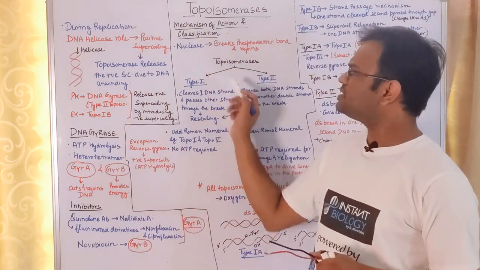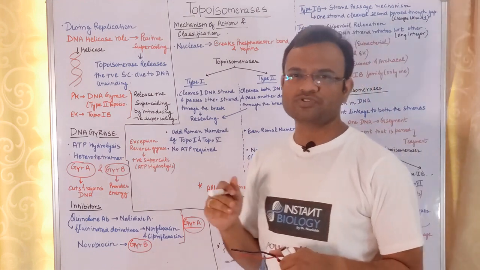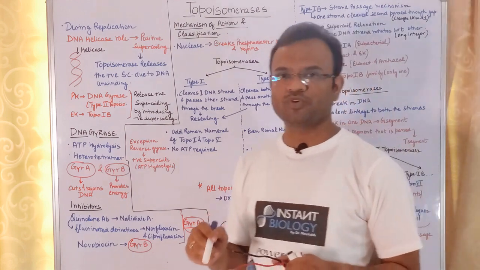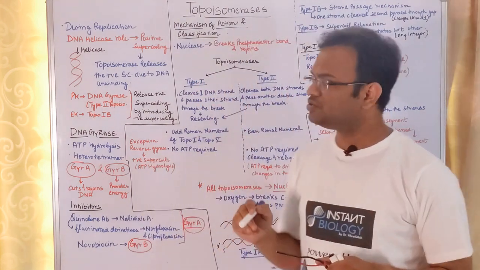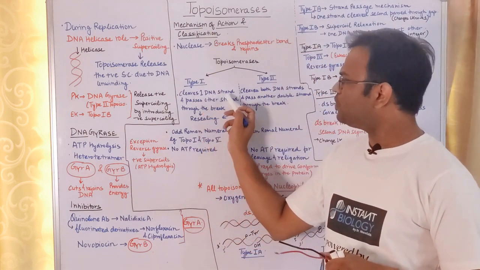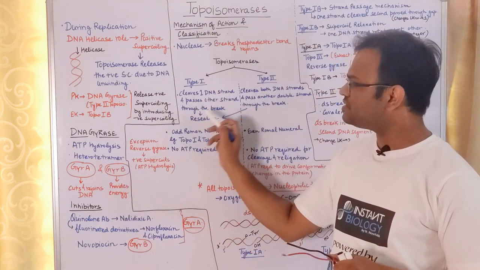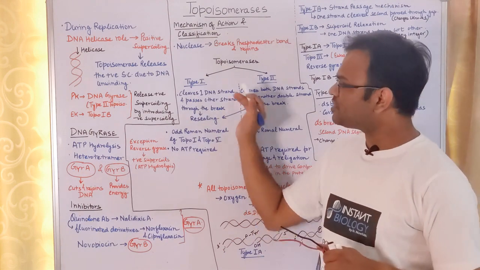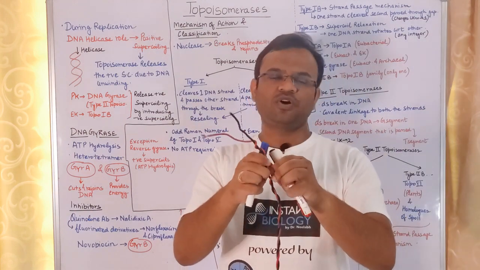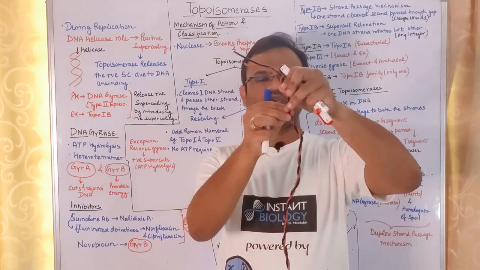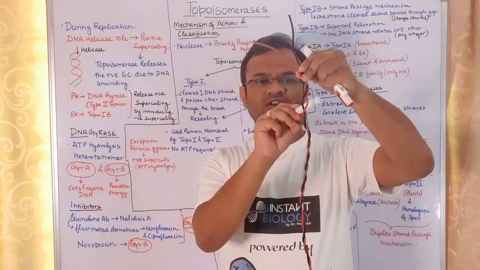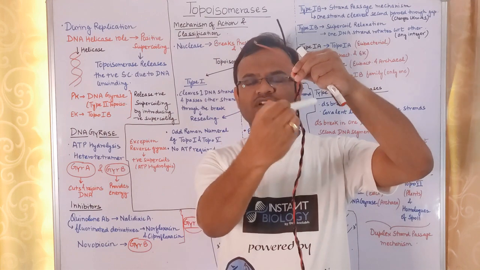Now let us come to the portion where we can classify the topoisomerases. Topoisomerases can be classified, for easier understanding, into two parts: type 1 topoisomerases and type 2 topoisomerases. Now what is the difference between those? Type 1 topoisomerases will cleave only one DNA strand and pass the other strand through the break, and after that resealing is done. Now what do I mean over here? Suppose I am talking about topoisomerase 1. Suppose these are the two strands, right? And over here the strain is present.